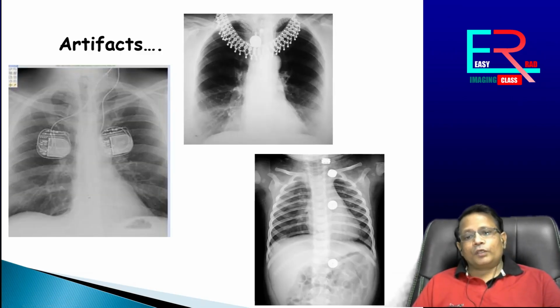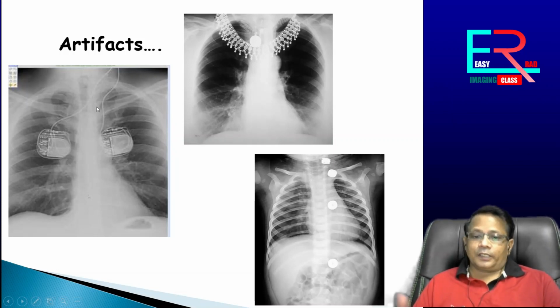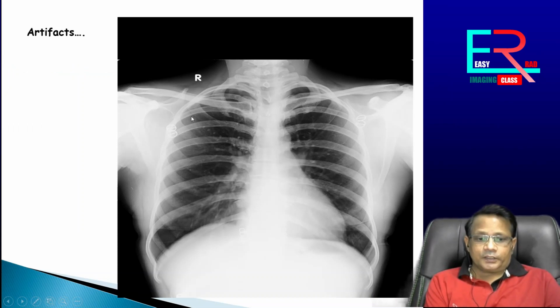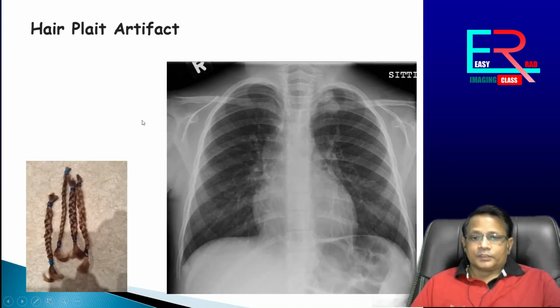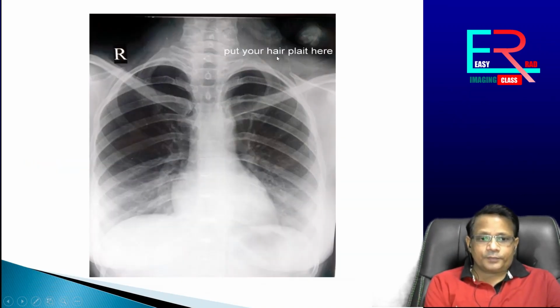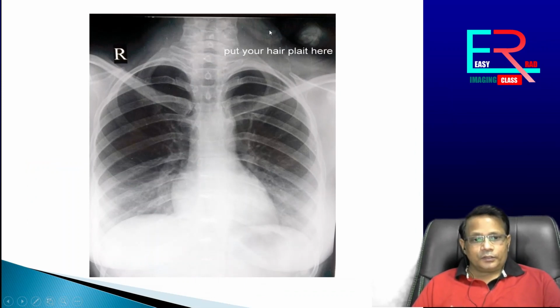You should also look for any artifacts, which might be due to implants like pacemakers or cardiac leads. Artifacts may be due to ornaments and clothing. See here the artifacts due to clothing, tiny nodular opacities, which may confuse you with nodular lung opacities. Sometimes you may find lobular opacities, usually on the left apex. This is due to the hair plait. To get rid of this, always keep the hair plait to the side so it does not come in the field of the lung.